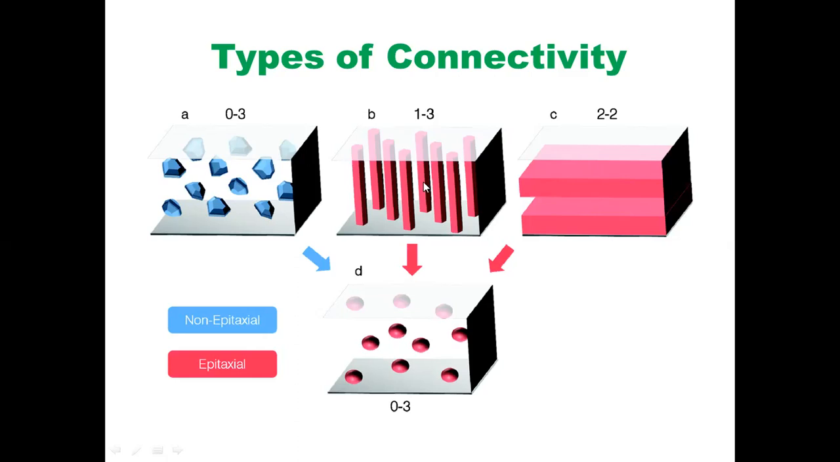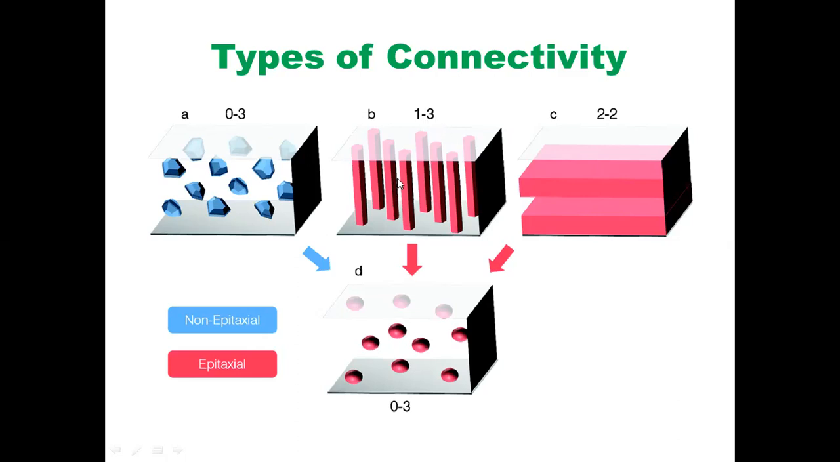And the next type of connectivity is the 1-3 connectivity. That means the phase one material, which is the ferromagnetic material, is in the form of nanorods. These are all the nanorods, and these nanorods are embedded or immersed or inserted into the particles of the ferroelectric phase, or into the lattice of the ferroelectric phase. So this is the 1-3 connectivity.